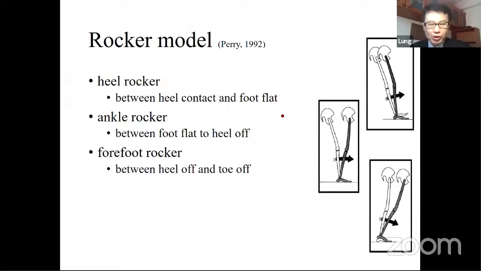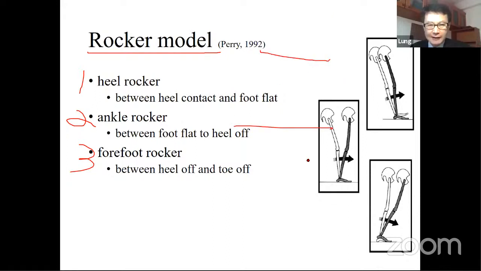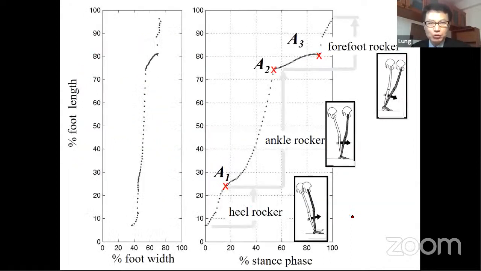Before that, I want to introduce the heel rocker. Sorry, the rocker model. The rocker model has three: one is the heel rocker, second is the ankle rocker, third is the forefoot rocker. What is that? That is for when I was walking. Here is the initial contact, and here is the ankle rocker, and here is where we use the forefoot rocker. So for these three rockers, we can use the ground reaction force to get the center of pressure to detect the heel rocker, ankle rocker, and the forefoot rocker.